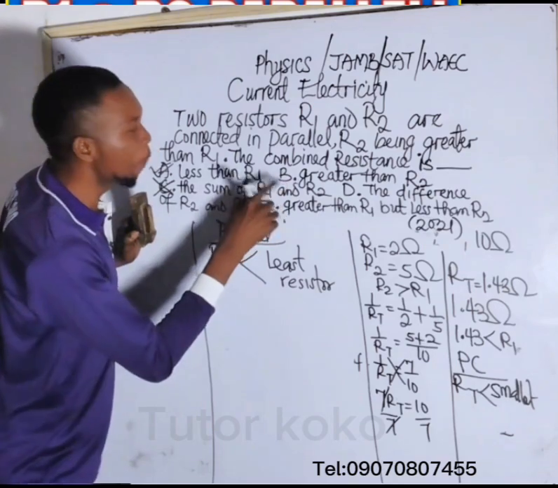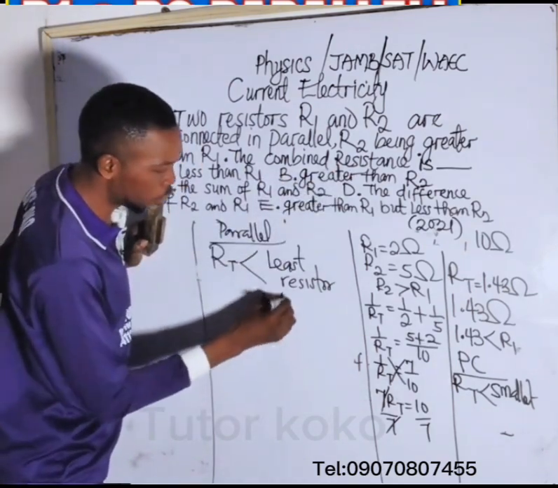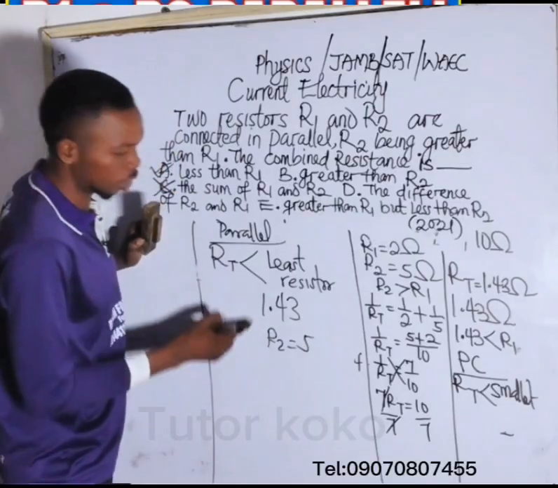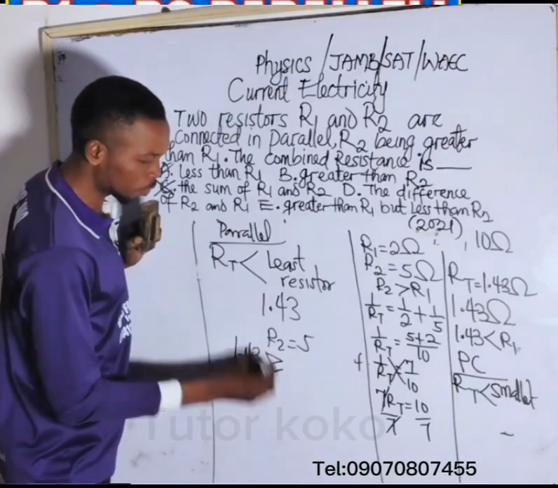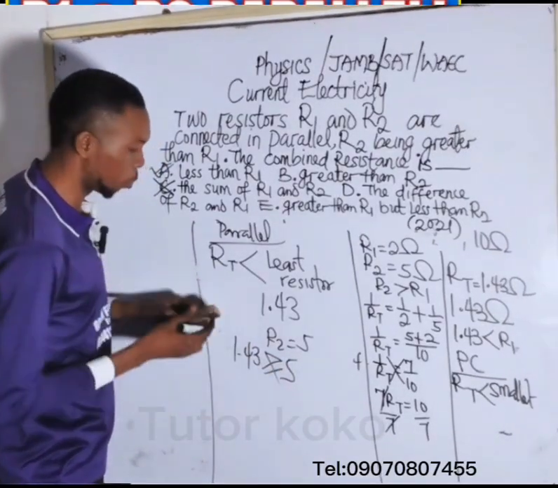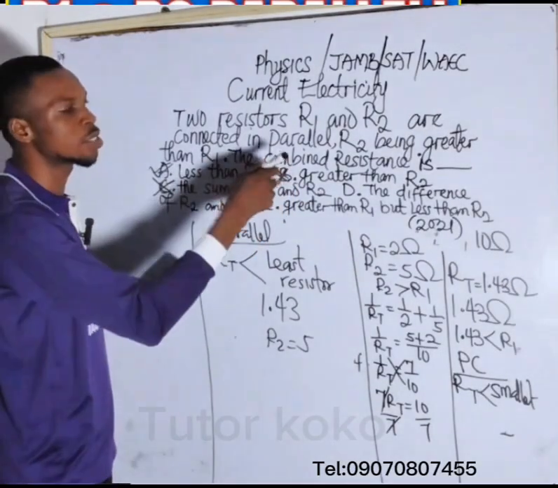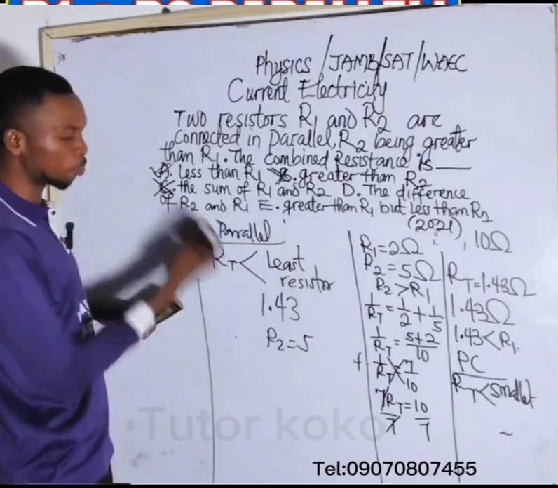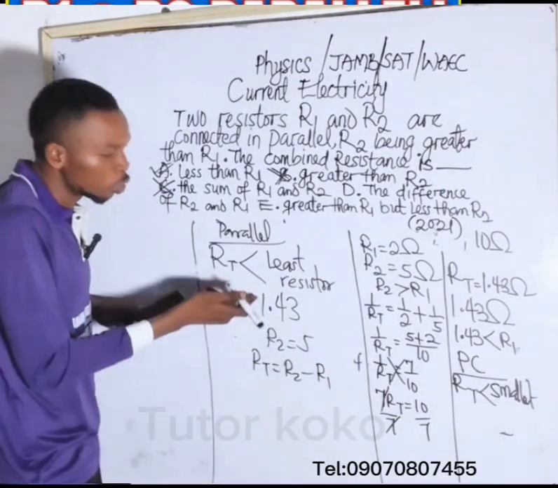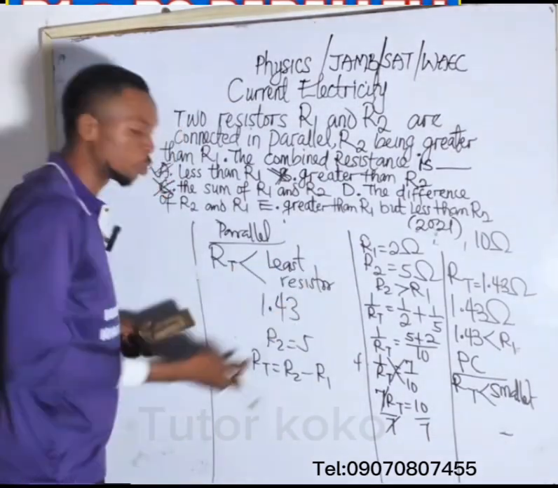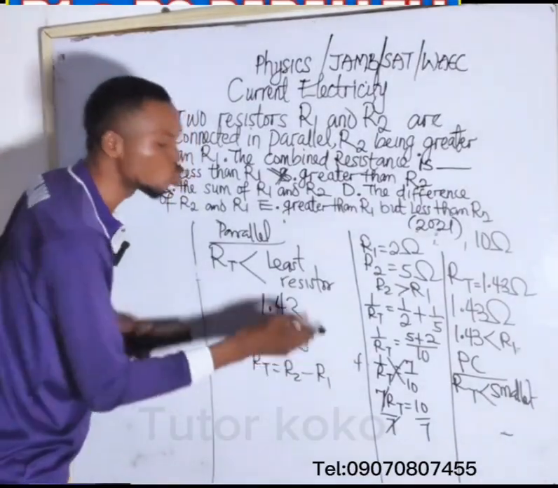Now option B, the combined resistance is greater than R2. No, the combined resistance is 1.43 and R2 is 5. You can see 1.43 is not greater than 5. So that one is not possible. So option B is wrong. Of course, it's the sum, I've said this one is a series arrangement. It can't be the difference. The combined resistance cannot be the difference between R2 and R1 because RT is 1.43. If I subtract 5 and 2, I'll get 3. So it's not R2 minus R1.